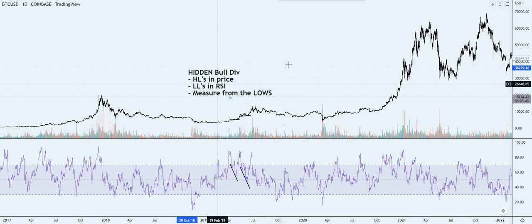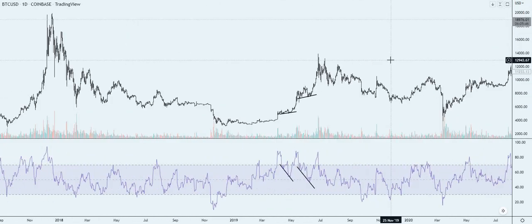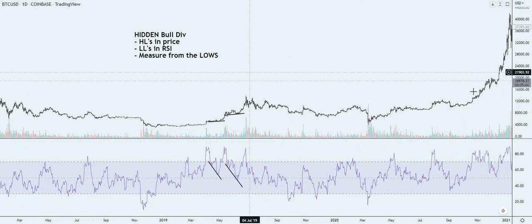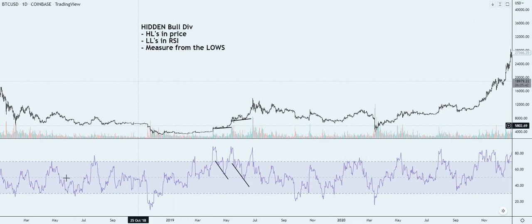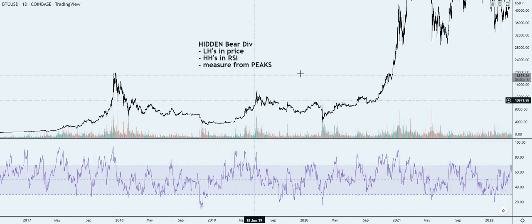We got that hidden bullish divergence covered. Okay, now let's go to hidden bearish divergence. Okay, hidden bearish divergence conditions: lower highs in price and higher highs in RSI. So we're measuring from the peaks since we're making lower highs and higher highs.